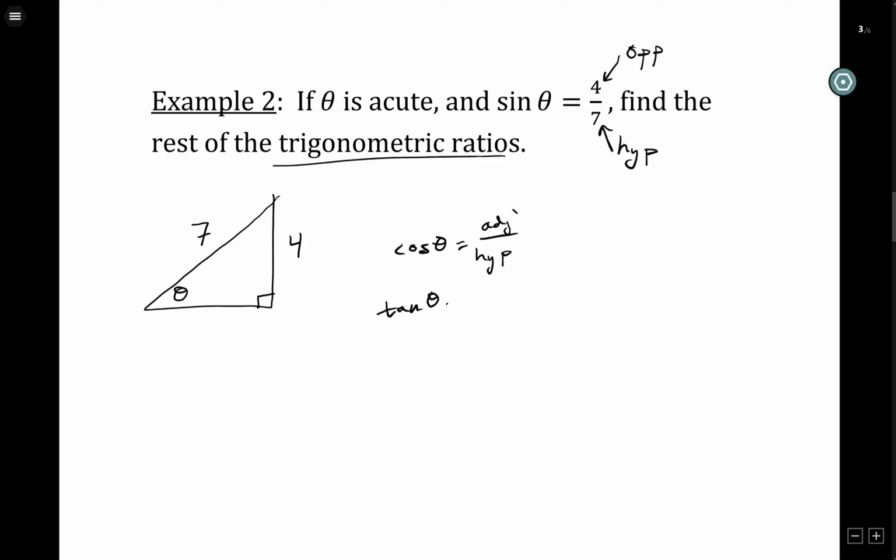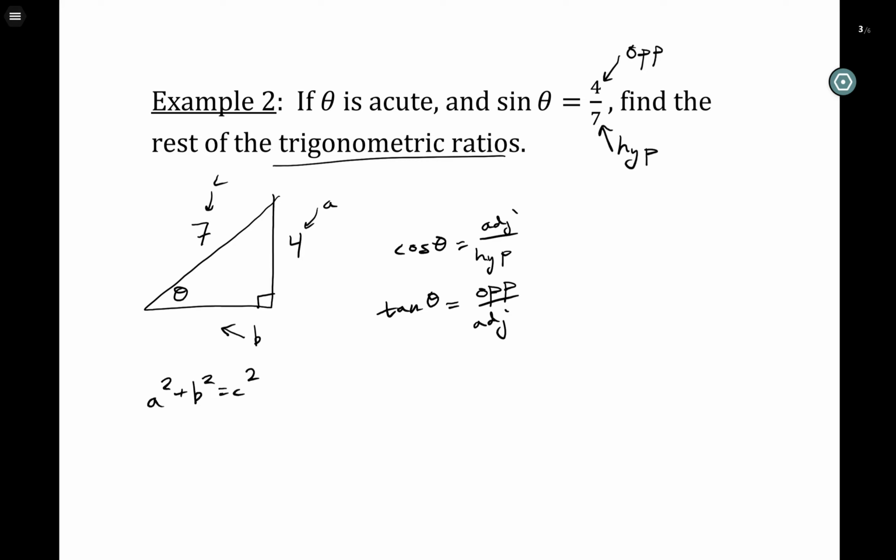And the adjacent side is the one side that I don't know. So how do I find the adjacent side? Well, hopefully you remember the most famous theorem in all of math, and that is a squared plus b squared equals c squared. If you remember, a and b are the legs of the right triangle, so maybe we'll call this a, and maybe we'll call the adjacent side b. C is always the hypotenuse. So we can solve for the third side by plugging into the Pythagorean theorem.